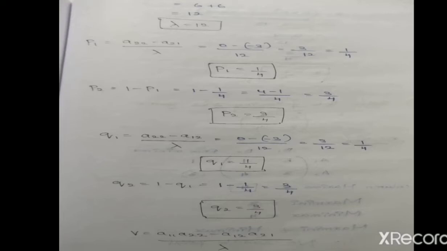Q1 value belongs to the second column, that is (A22 minus A12) divided by lambda. So here that is 0 minus of minus 3 divided by 12. Minus into minus will be plus, so 3 divided by 12, that is 1 by 4. So Q1 value is 1 by 4, which means Q2 is 1 minus Q1. So 1 minus 1 by 4. 4 is your LCM, so 4 minus 1 is equal to 3. That is 3 by 4, your Q2.